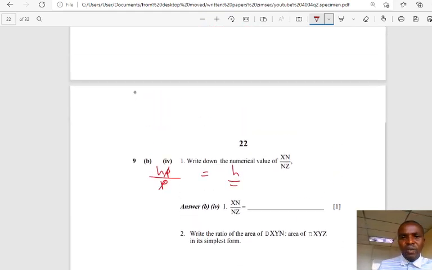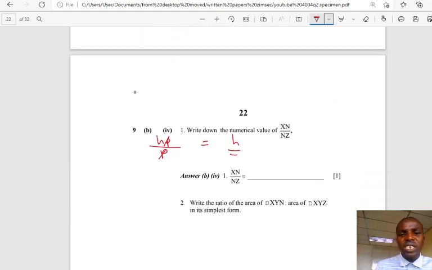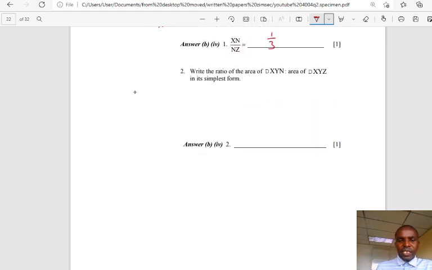What will be our h here? Our h is actually 1/3, so it's 1 over 3. So you say it will be 1 over 3, which is 1:3. Like this.